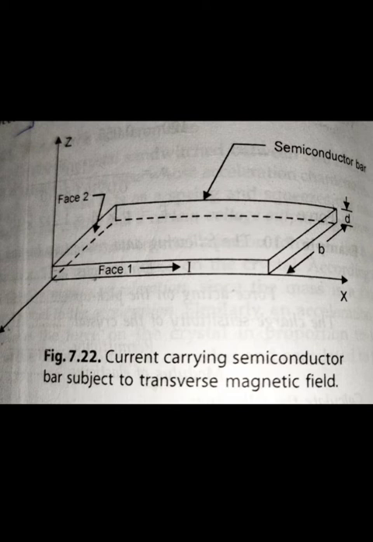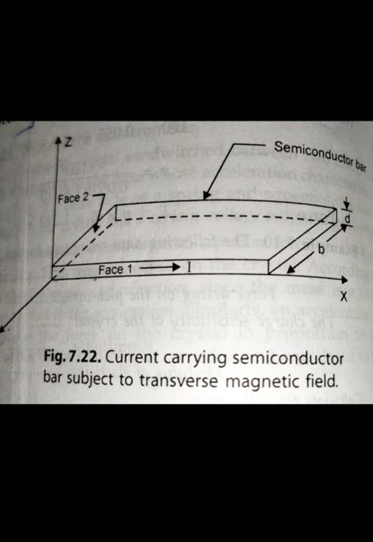Consequently, a potential difference develops between surfaces 1 and 2, called the Hall voltage, VH. This Hall voltage in an n-type semiconductor is positive at surface 2. On the other hand, in a p-type specimen, the Hall voltage is positive at surface 1. These two results have been verified experimentally. The polarity of the Hall voltage enables us to determine experimentally whether the semiconductor specimen is n-type or p-type.